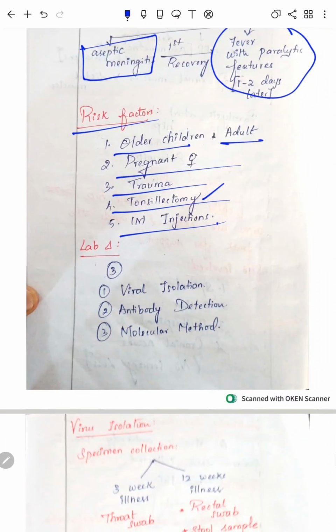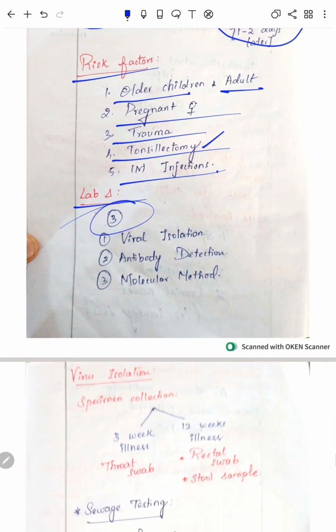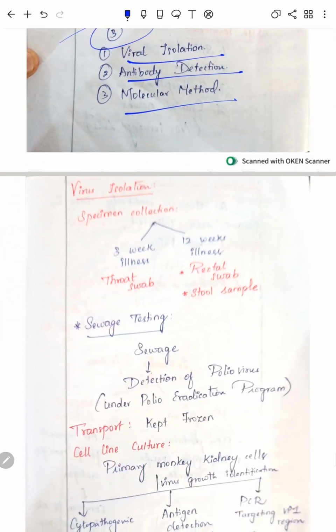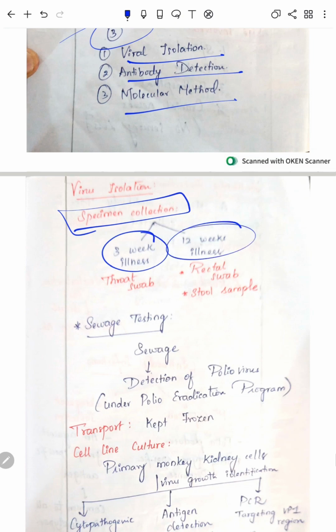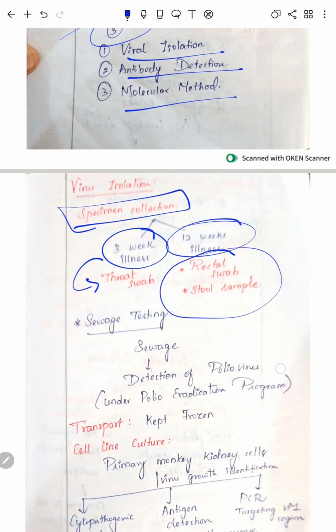Okay, the lab diagnosis part has 3: viral isolation, antibody detection, and molecular method. First, viral isolation. We have to isolate the virus, right? So we want a specimen. The specimen is collected based on the duration of illness: 3 weeks of illness and 12 weeks of illness. In 3 weeks of illness, the sample is taken from the throat, that is a throat swab. And in 12 weeks of illness, a rectal swab or stool sample.